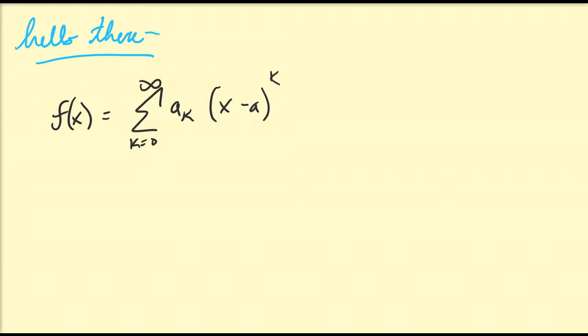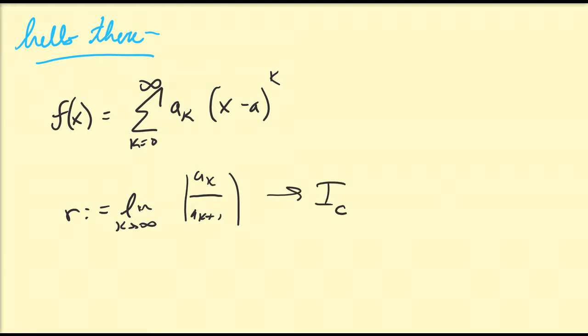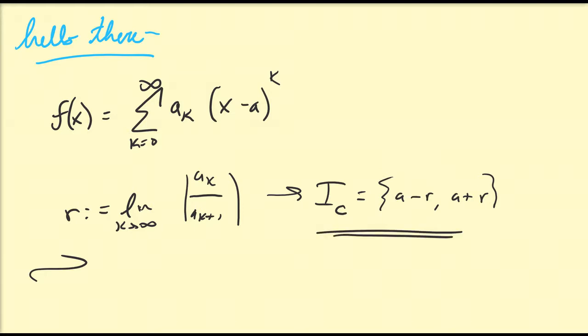So we can find the radius of convergence r to be equal to the limit as k goes to infinity of a_k divided by a_(k+1), and then we say the interval of convergence for this series is going to be equal to (a minus r, a plus r). In this video we're going to work through a couple of examples on how to calculate the interval of convergence for a power series and figure out whether you should include these boundary points or not.